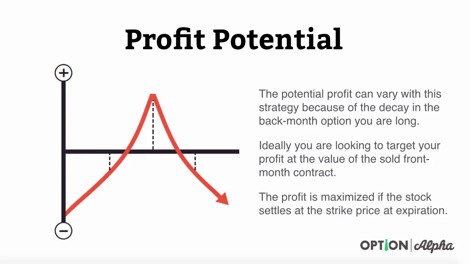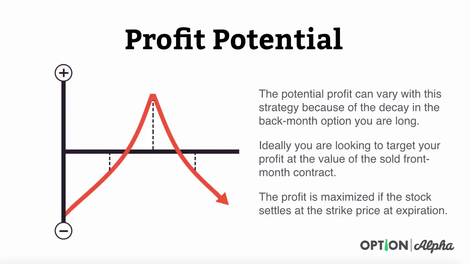Profit potential can vary with these strategies because of the decay in the back month option that you're long. So ideally, you are looking to target your profit at the value of the sold front contract. So if you sold the front contract for somewhere around 30 cents or 50 cents, maybe that's what you might be looking to get as far as premium on the spread that you sold or that you bought.